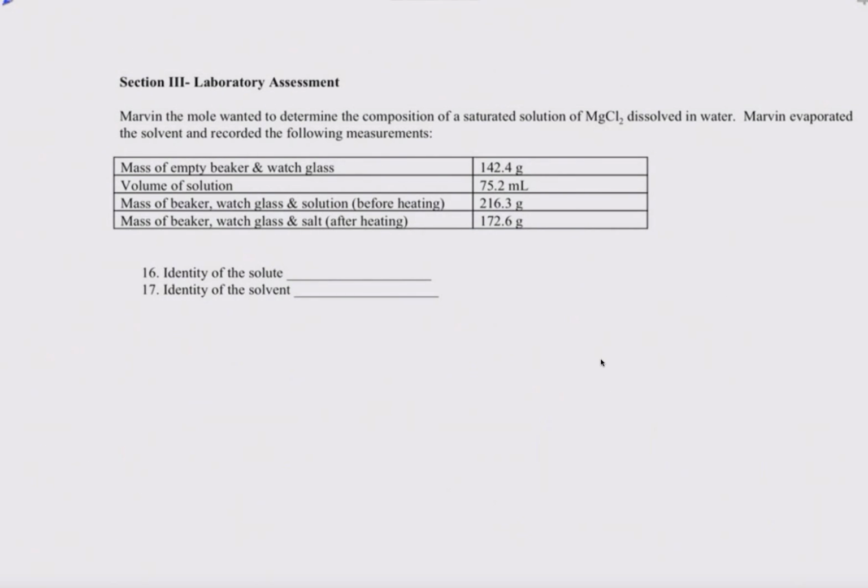Okay, so we've conducted an imaginary or hypothetical lab here. We are dissolving magnesium chloride in water. First question, what is the solute? What is the solvent? Well, remember, the solute is the thing that gets dissolved. The solvent is the thing that is dissolved into, or that does the dissolving. So the solute, the thing that's being dissolved, is the magnesium chloride. The thing that does the dissolving, or the solvent, is the water, H2O.